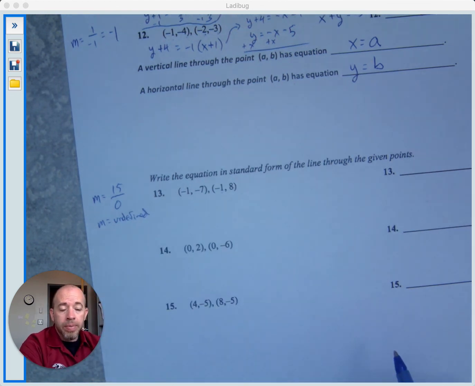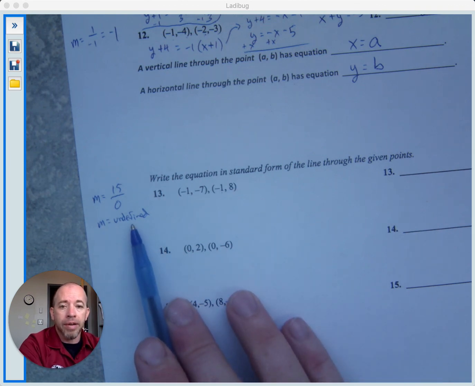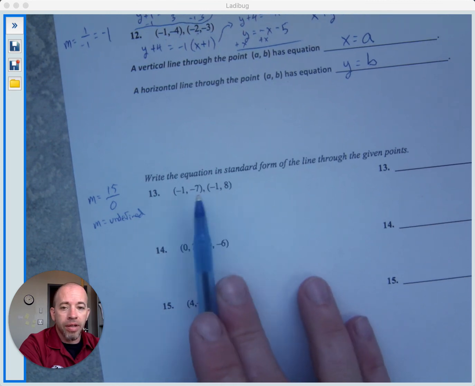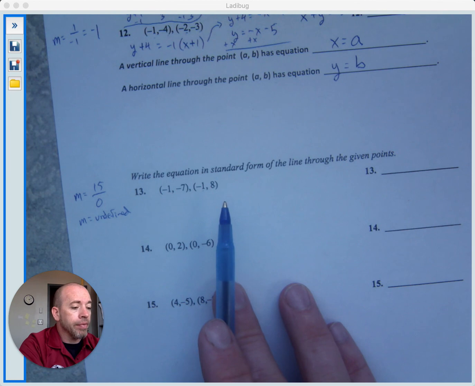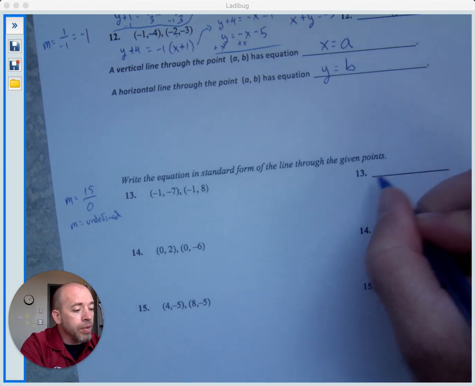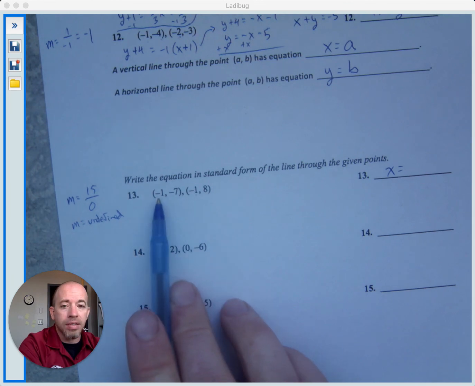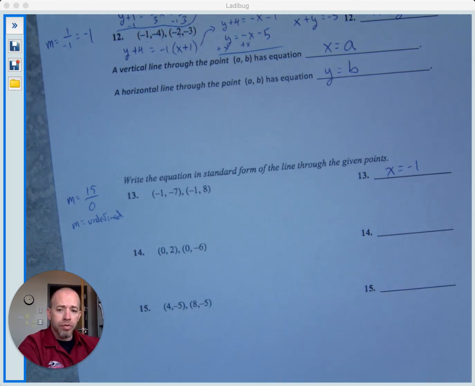So what do we know about a slope that's undefined? Well, that belongs to a vertical line, right? Notice the x-coordinates are the same in both of these, which means we're going to have a vertical line. If it's a vertical line, the equation is simply x equals whatever the x-coordinate is. In this case, it's negative 1. So much easier. We didn't have to go through all that process because we recognized this was a vertical line.